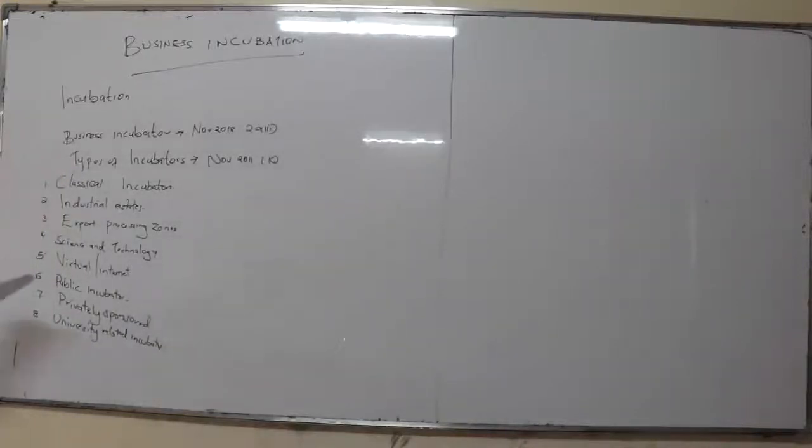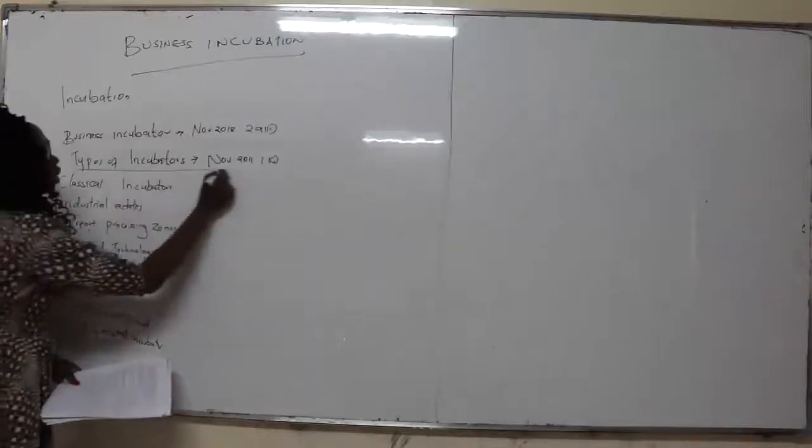Now let us look at the types of incubators, and this one was tested in November of 2011, question number 1C. The first type of an incubator we are going to look at is what we call the classical incubators. And for the classical incubators, they usually provide you with the premises, infrastructure, and other range of services which are needed when you're starting up the early businesses.